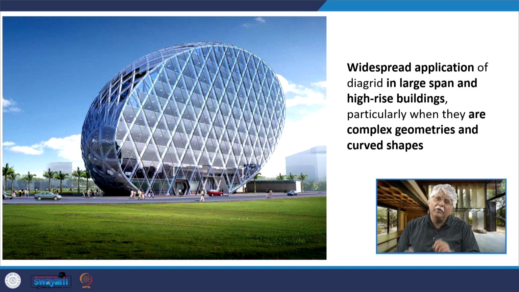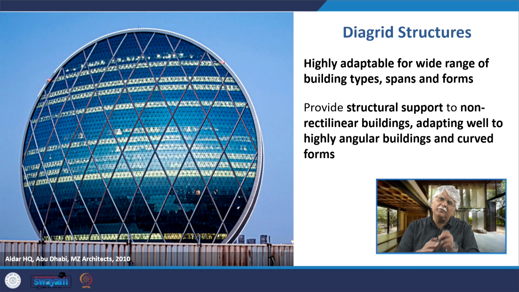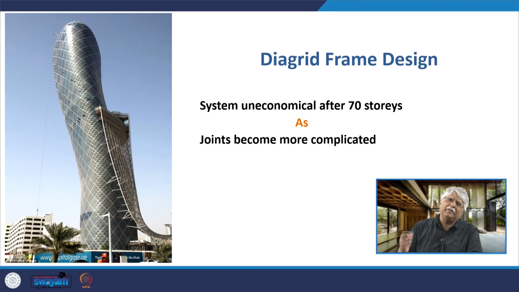Not only that, because of the Diagrid frame, we are able to get these larger spans in high-rise buildings, particularly when there are complex geometries and curved shapes. For example, this particular building. This is the Aldar headquarters in Abu Dhabi. The Diagrid structure is highly adaptable to a wide range of building types, spans and forms. It provides structural support to non-rectilinear buildings and adapts very well to buildings which are highly angular or curved in form. For example, the Capital Gate building again.